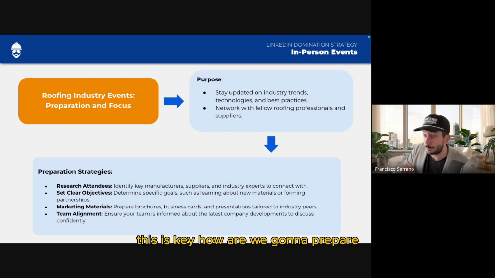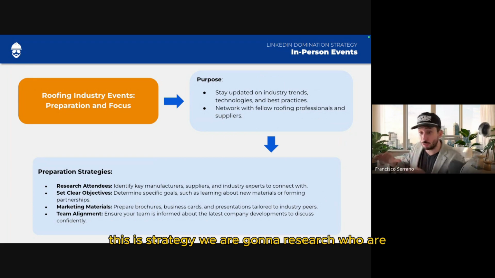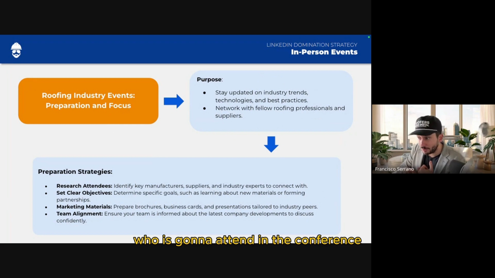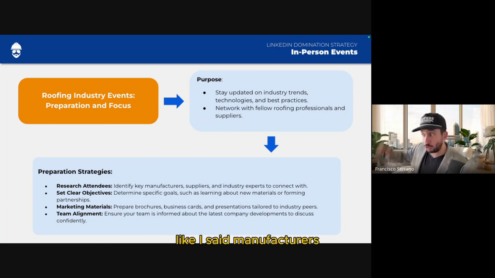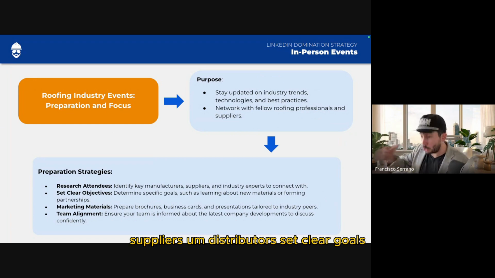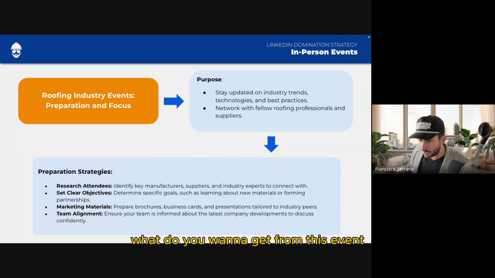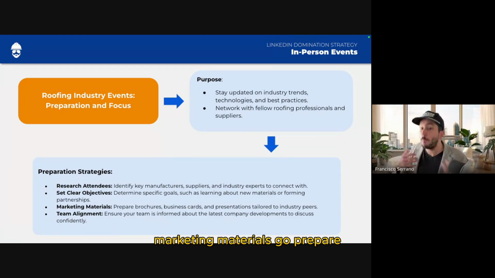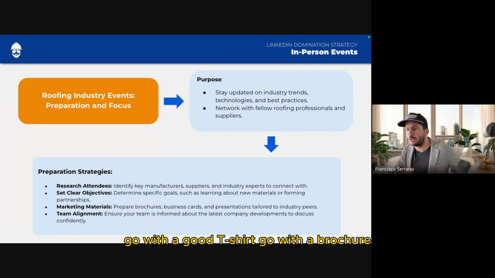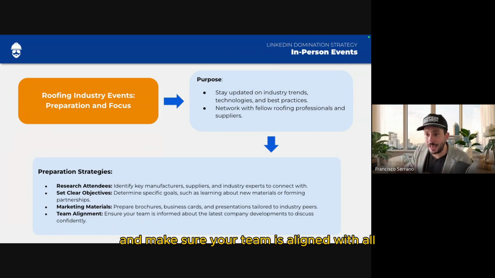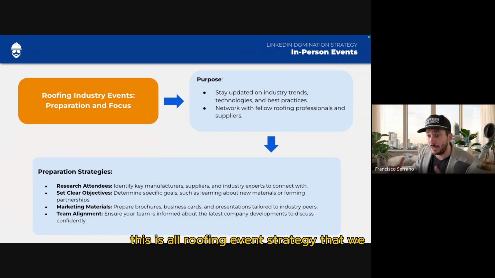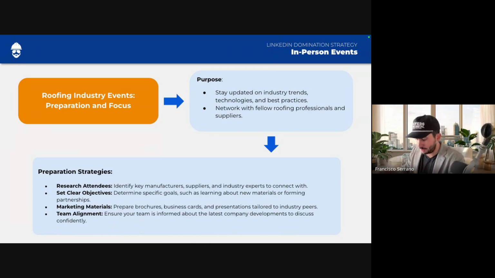This is key. How are we going to prepare this strategy? We are going to research who is going to attend the conference, and we are going to see who we want to connect with. Like I said, manufacturers, suppliers, distributors. Set clear goals. What do you want to get from this event? Marketing materials. Go prepared. Go with a good t-shirt, a brochure, business cards, and make sure your team is aligned with all this roofing event strategy that we are going to build.